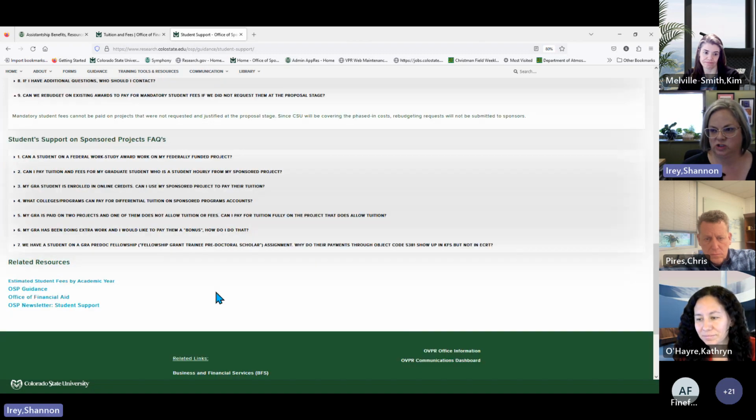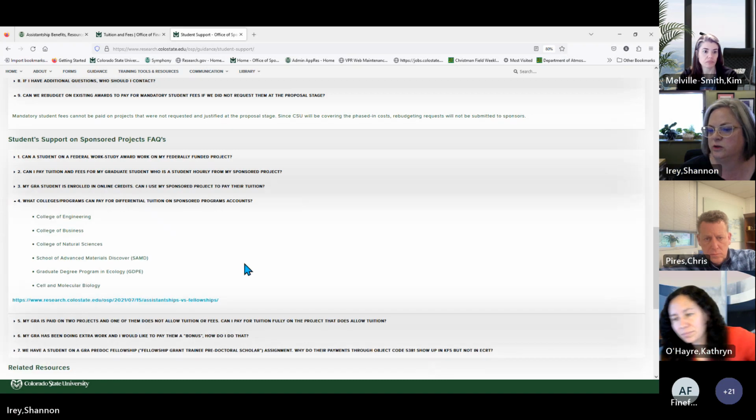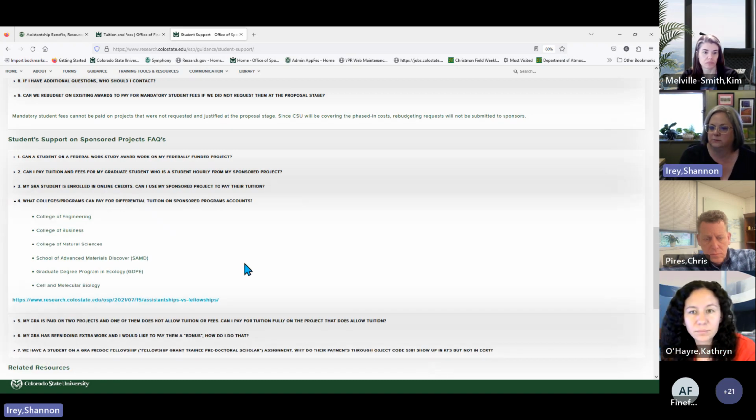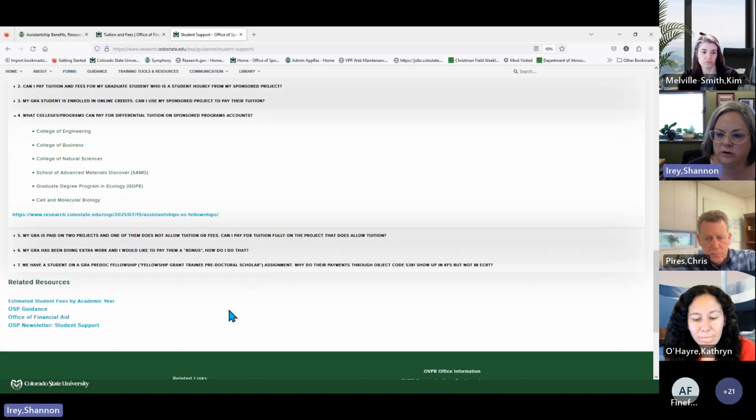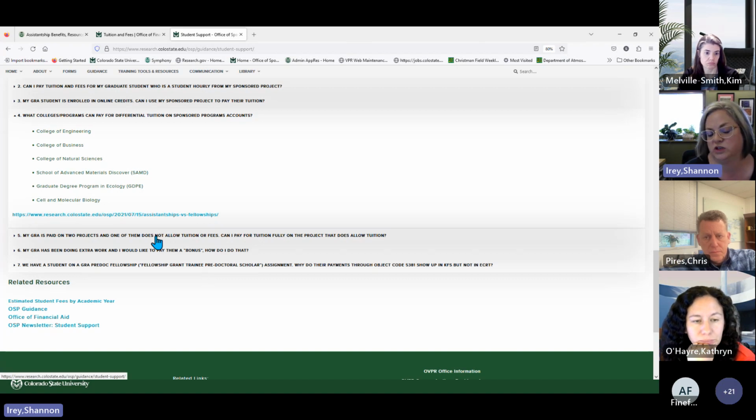Okay. So just looking at the other support on sponsored projects and FAQs. Again, here's the differential tuition that we talked about. These are the current ones that we are able to pay differential tuition. And then, another hot topic is always, what happens if I have a GRA and they're paid on 2 projects and one of those projects won't allow tuition? What do I do?